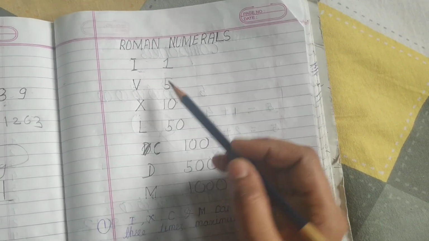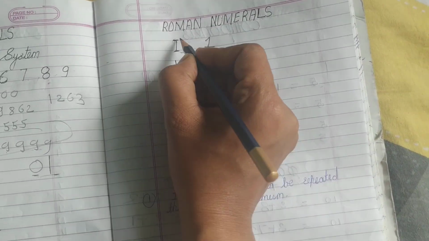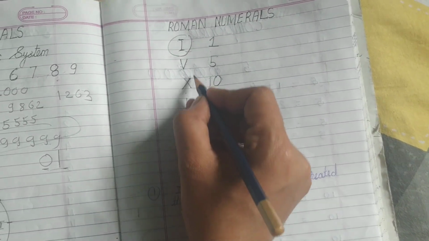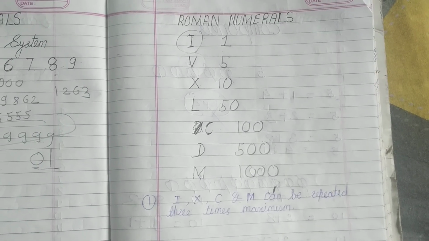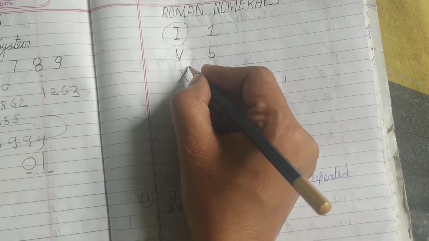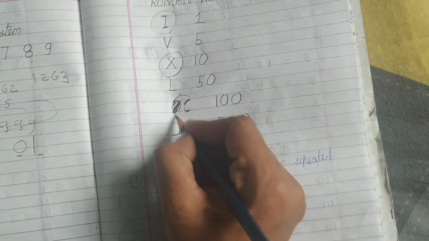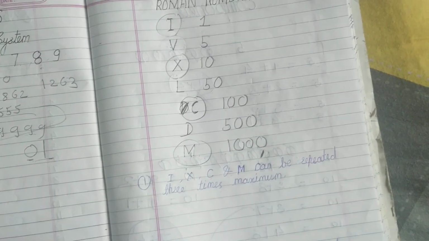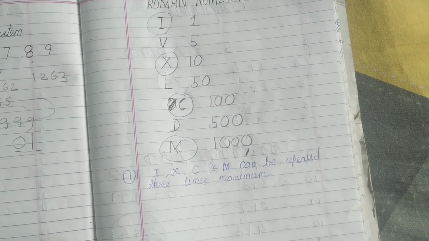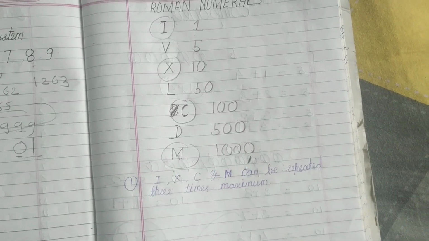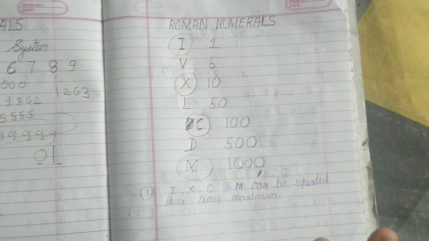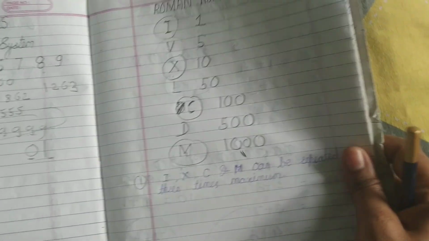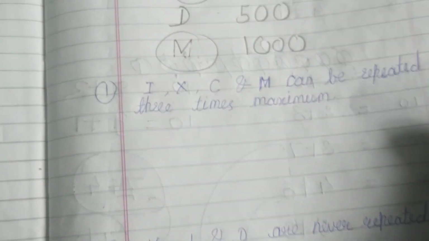Here, my dear kids, we can see I. Can I circle this number? I, then X, then C and M. These letters we can repeat maximum 3 times. Got it? Maximum 3 times. Continuously we can write this letter 3 times only, not more than 3. How? See, we'll see.